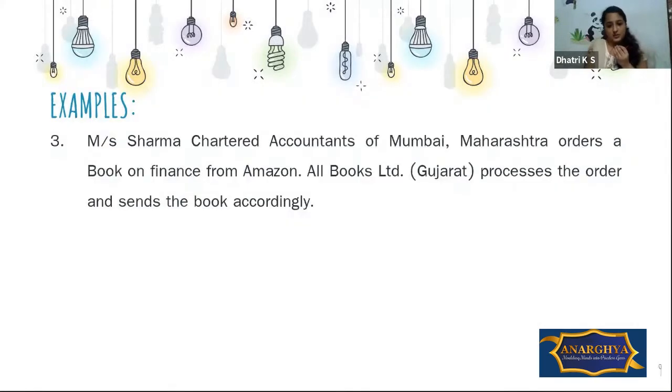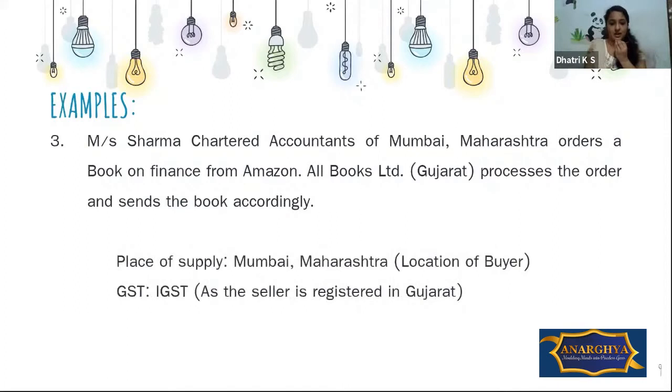Mrs. Sharma Chartered Accountants of Mumbai, Maharashtra orders a book on finance from Amazon. All Books Limited, Gujarat processes and sends the book accordingly. Here, Mrs. Sharma Chartered Accountants are from Mumbai, Maharashtra, and so the place of supply will be Mumbai, Maharashtra. Since the seller is registered in Gujarat, it is considered to be an interstate transaction and IGST will be levied accordingly. So this was about the rules of place of supply and the various business models under e-commerce.